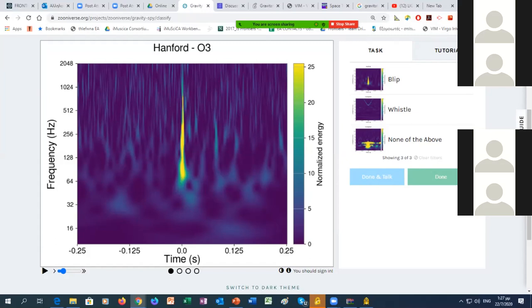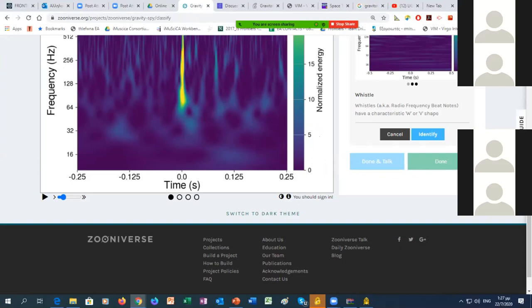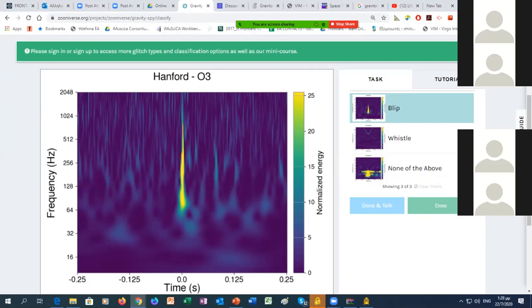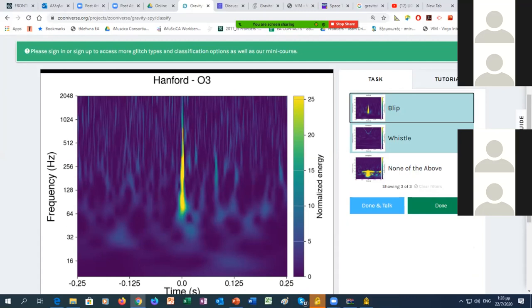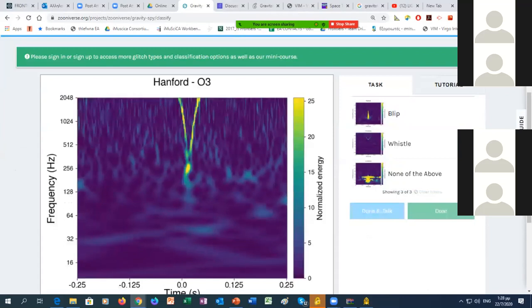So, we have this one, and we have three typologies of glitches offered at the first stage. The blip, which is like that. We have the whistle, which is like that, and we have none of the above. Maybe it's something else that we cannot identify. Right now, what do you think you observe? Blip. Blip. Blip. Done. Another blip. Another blip. And done. This one? Whistle. Whistle. Whistle.